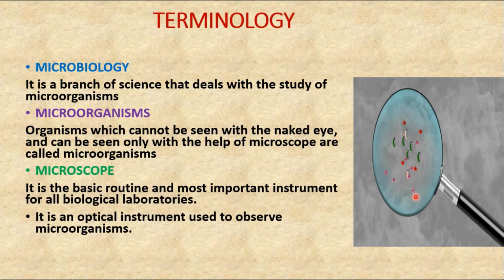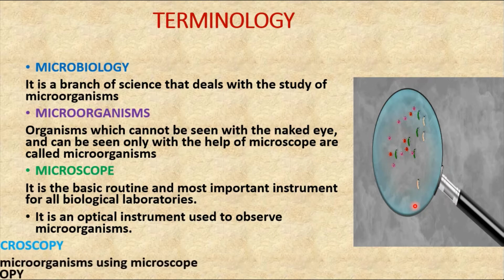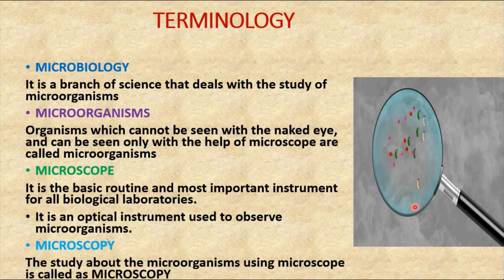And then what is a microscope? This microscope is an optical instrument which is used to observe the microorganisms, which is very important for biological laboratories. And then what is meant by microscopy? The study of microorganisms using a microscope is called microscopy.